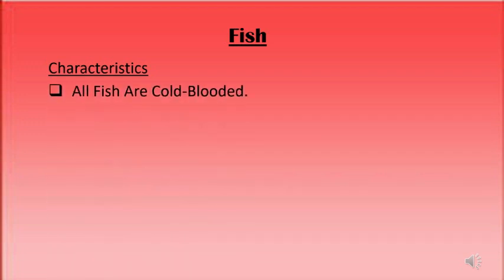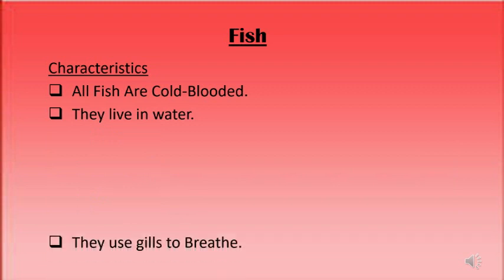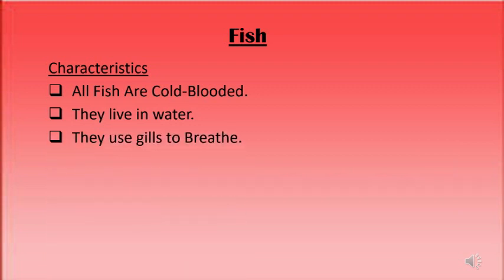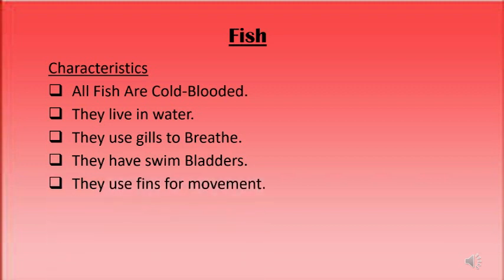Now I am going to share the characteristics of fish. All the fishes are cold-blooded animals, and we all know that the fishes live in the water. The fishes use gills to breathe, and they have a swim bladder. They use their fins for movement, and they lay eggs.